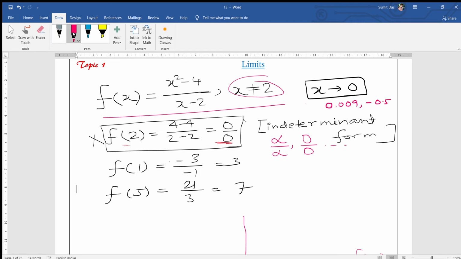The x value will not be 599 or 5999, because it's not a nearer value. So x tends to 0 means that the x value is nearing, tends towards 0. It can be plus or negative, no problem.